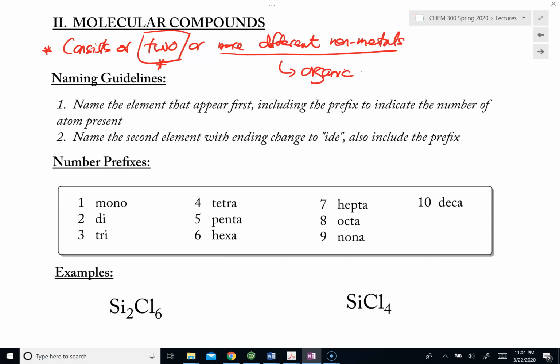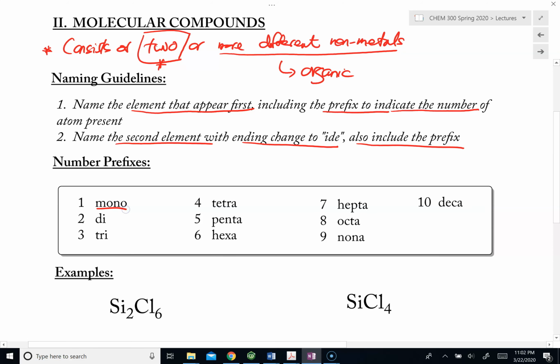So here are the IUPAC guidelines on how to name small molecular compounds, those that consist of two different non-metals. First, we name the element that appears first in the chemical formula, and we also include the prefix to indicate how many of the first element we see. We will then name the second element with the ending changed to IDE. And again, we also include the number prefix to indicate how many of the second element we have. And the number prefixes are as follows.